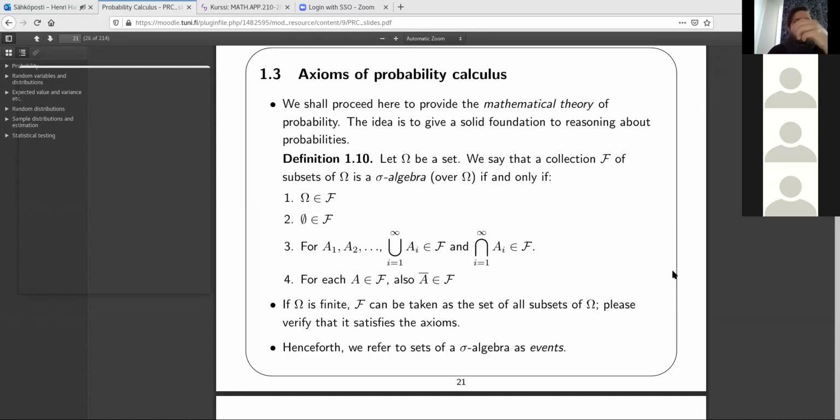We need the concept of events. So we need to be able to know which are the events that we ascribe a probability to. What are the possible outcomes that we can actually observe? In the discrete case, we can observe single points of this set.